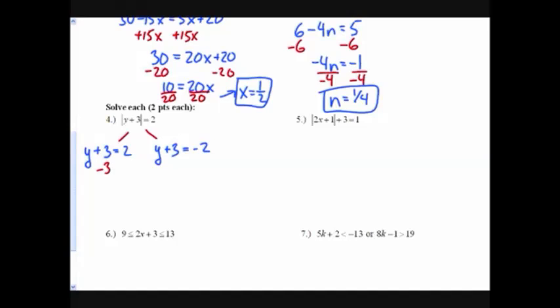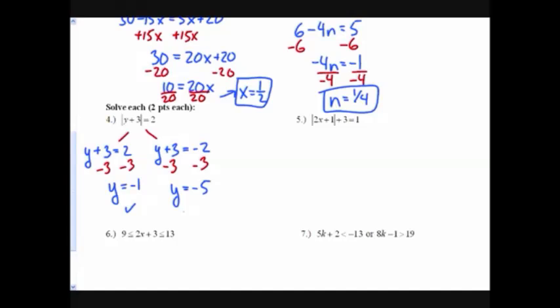I subtract the 3 from each side. So on this first one, I get y equals a negative 1. Over here I have to subtract the 3 from each side. So I find out that y equals a negative 5. And then the last thing I should do is mentally plug this back in and check it. Negative 1 plus 3 is 2. Absolute value of that is 2, so this one works. And then the second one, negative 5 plus 3 is a negative 2.